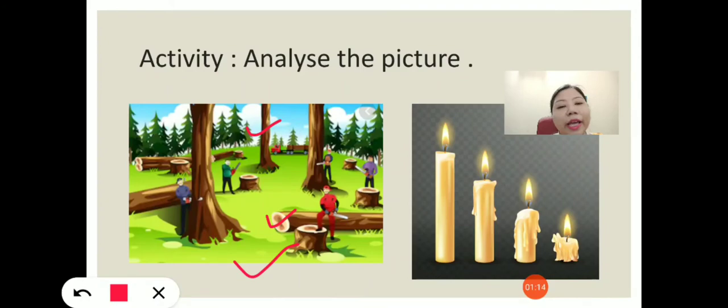Something different has happened. Similarly, in the second picture, the burning of candle, you'll find that the last candle's length has become very short. That means as the candle is burning, the length of the candle becomes shorter and shorter. So you can clearly see that something different has happened in this picture also.